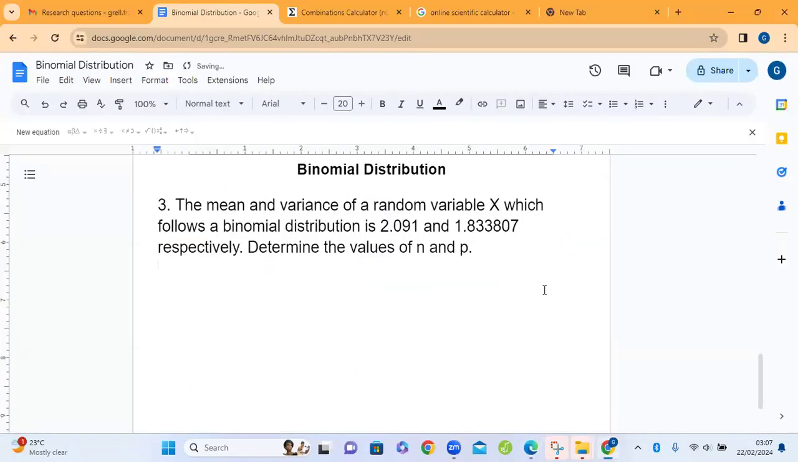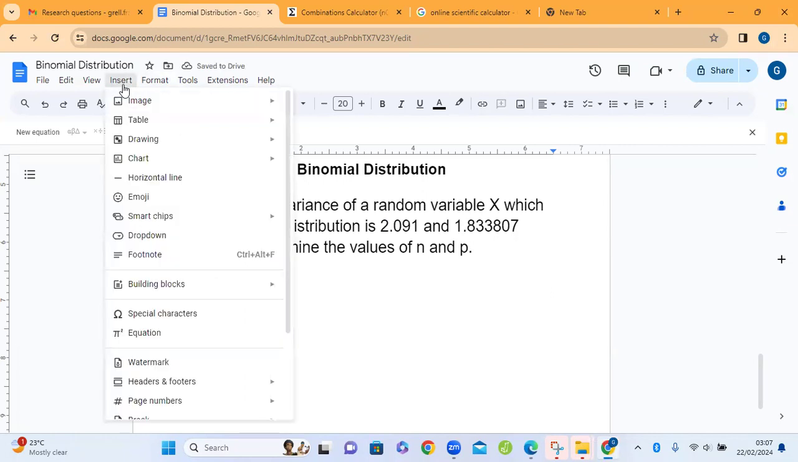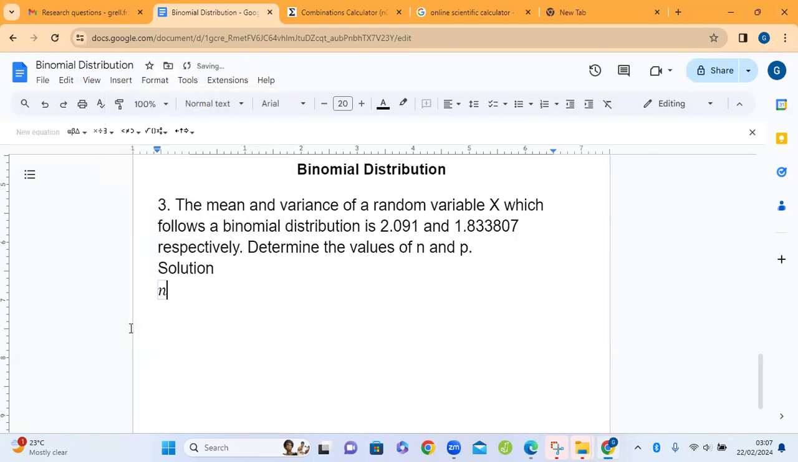So for the solution, make a first equation with 2.091. We know that np is equal to 2.091, and we know that np times 1 minus p is equal to 1.833807.